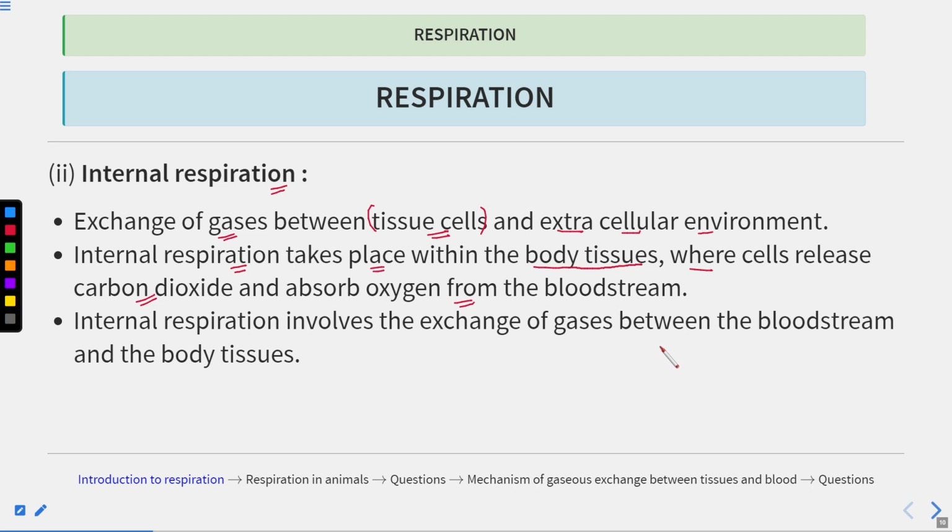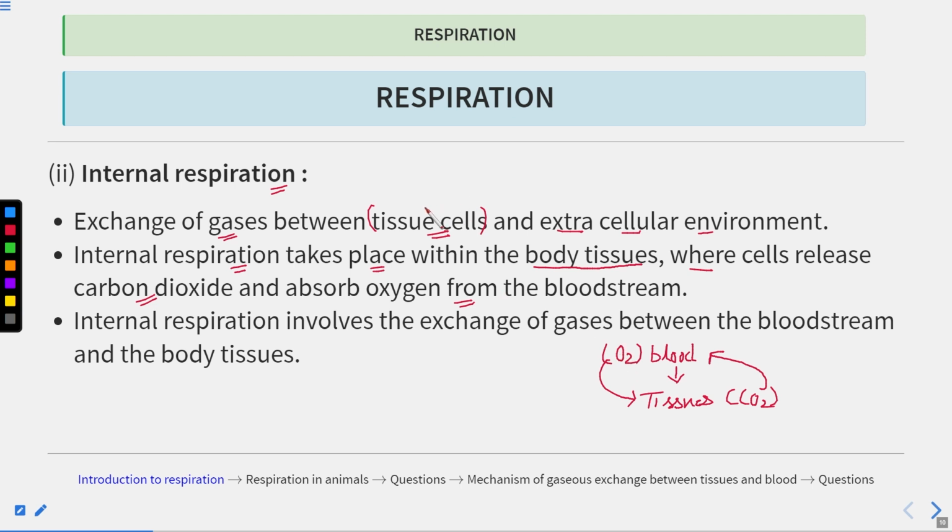If we were talking about the external respiration, so what was happening? From the atmosphere the oxygen reaches into the lungs, and from the lungs the oxygen reaches the blood. Now from the blood, the oxygen will enter where? It will enter into the tissues. So here there is an exchange of gases. So tissues produce carbon dioxide. This carbon dioxide goes into the blood. Okay, and oxygen from the blood enters into the tissues. So this is known as the internal respiration.